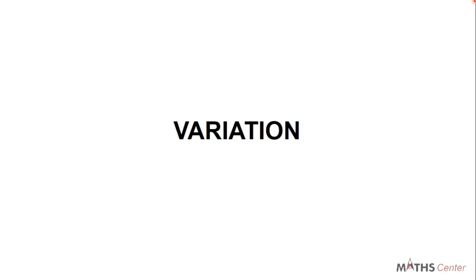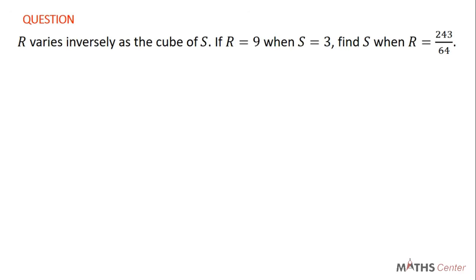In the previous video, we solved a question on inverse or indirect variation. In this video, we are going to solve another question on inverse or indirect variation. The question for this video is, r varies inversely as the cube of x. If r is equal to 9 when x is equal to 3, find x when r is equal to 243 divided by 64. So we are being told that r varies inversely as the cube of x.